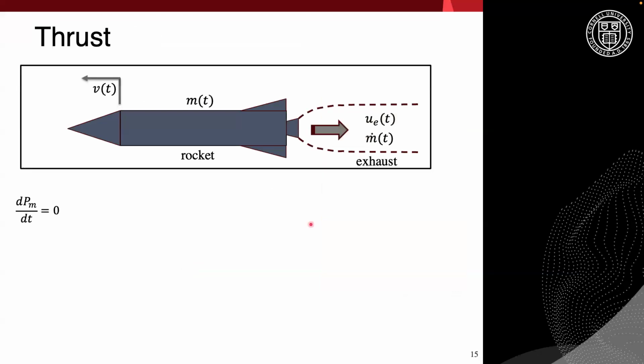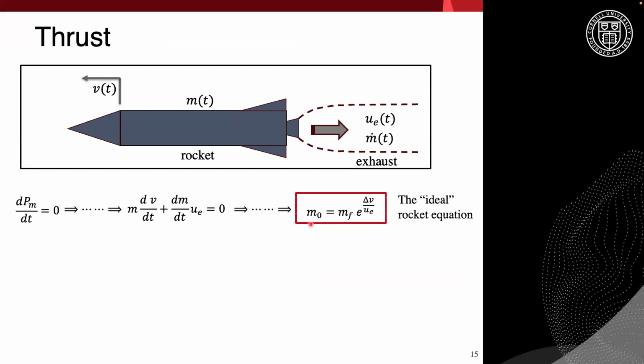Next, I want to talk about the thrust. So let's go back to one of the equations that we derived earlier. In our derivation, we started with dp over dt equal to 0. And then after a few steps, we obtained this equation, and then after a few steps, we obtained the ideal rocket equation. And this intermediate equation can be used to derive the rocket equation, and it can also be used to derive the thrust equation.